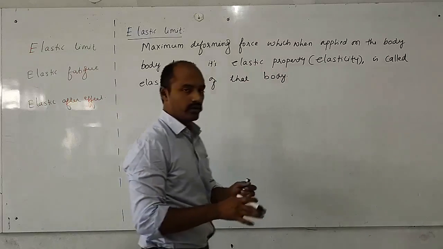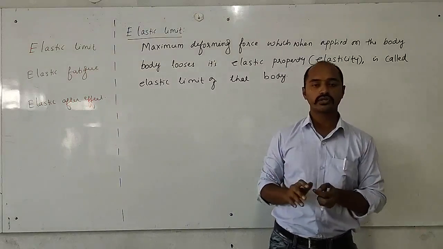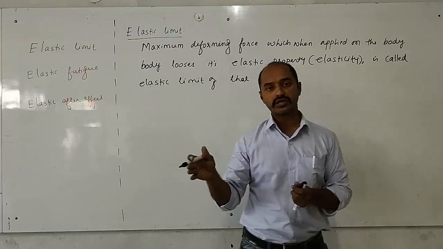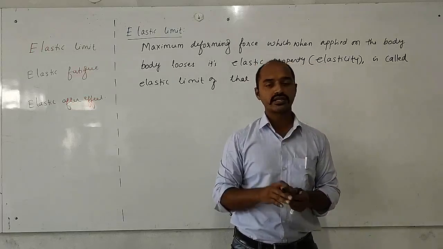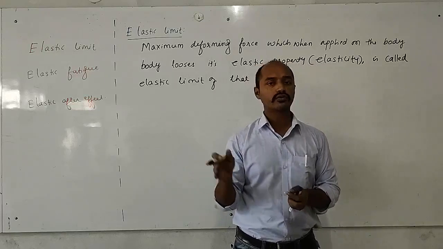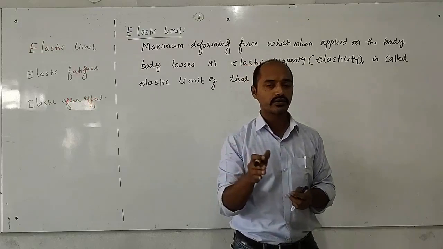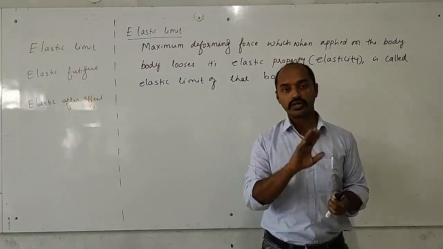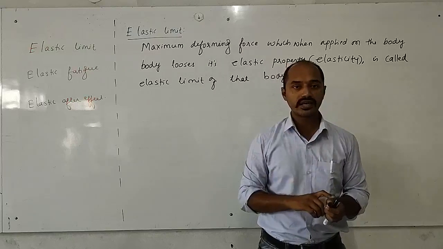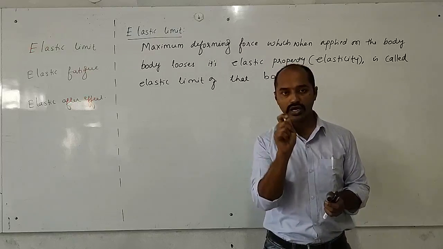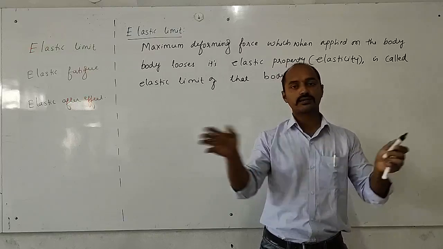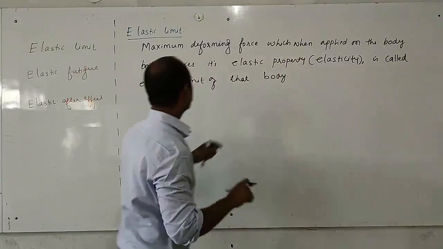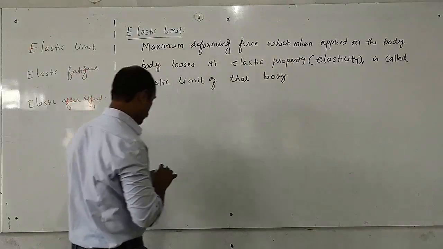Right. So I have given one example where initially I have applied 25 Newton. When the deformation force is removed, the body regains its original shape and size. When 35 Newton is applied, still the body regains its original shape and size. When 40 Newton force is applied, still the body regains its original shape and size. But when I applied 45 Newton of force, the body does not regain its original shape and size. So that force, which when applied on the body makes it lose its elastic property, is called the elastic limit. Is it clear? Okay. So remember this term, it is very important for your forthcoming concepts.